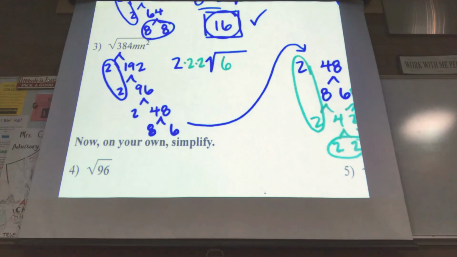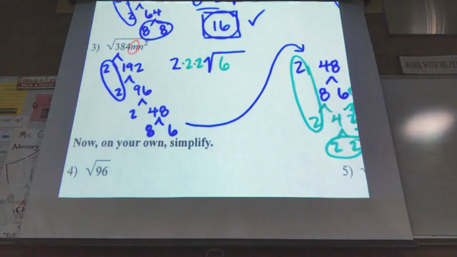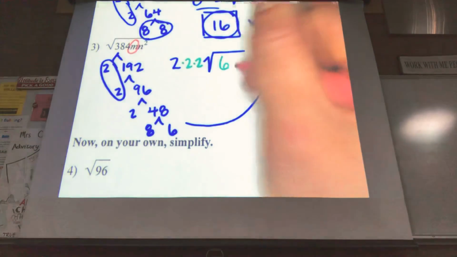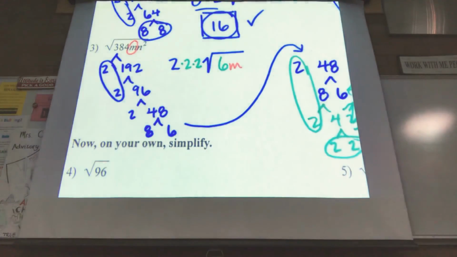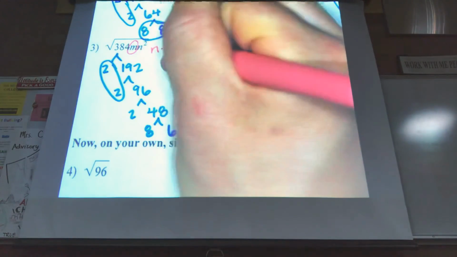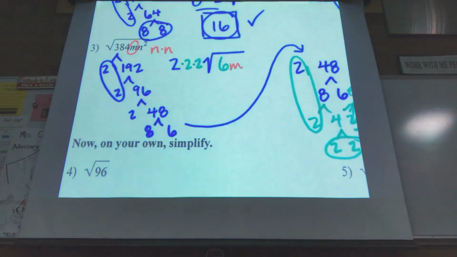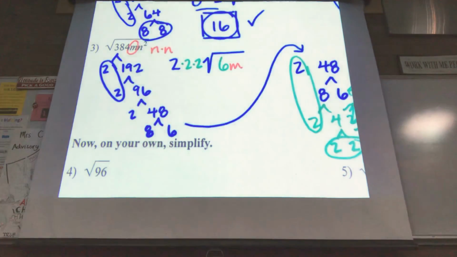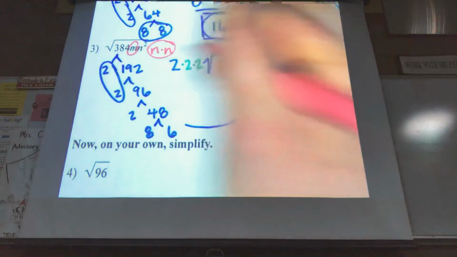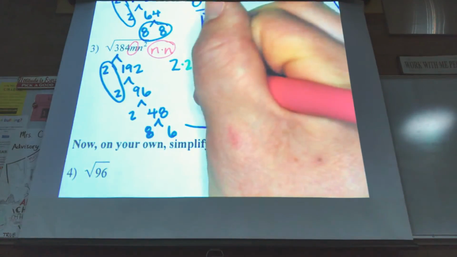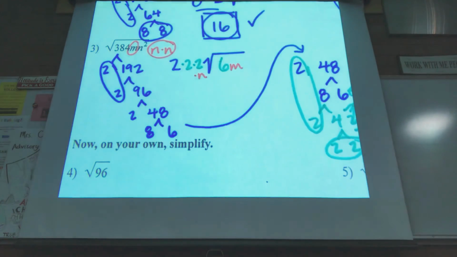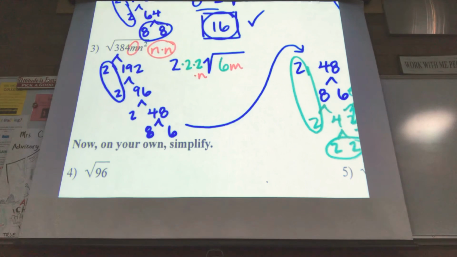Okay, so we have 1m right there. So we know that that 1m cannot pair up and leave. It has to stay inside. But now n squared we can rewrite as n times n. Okay, those n's actually can pair up. They can pair up, and one couple of n's can leave my radical. One couple of n's. One couple can go on a date.